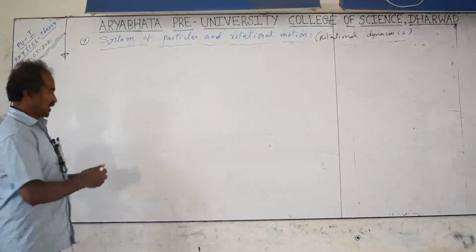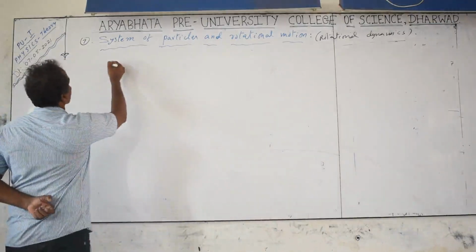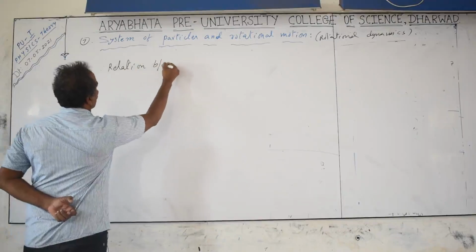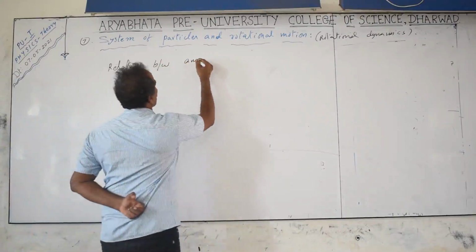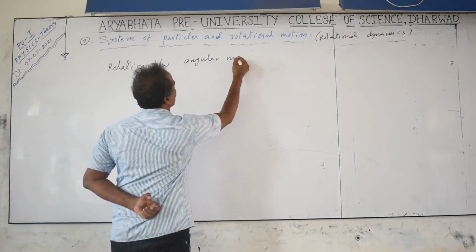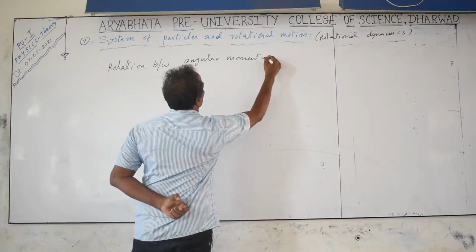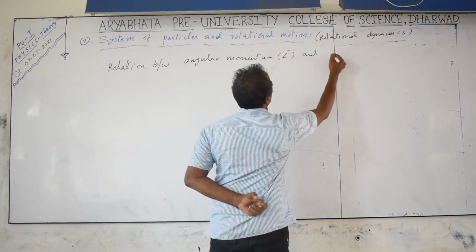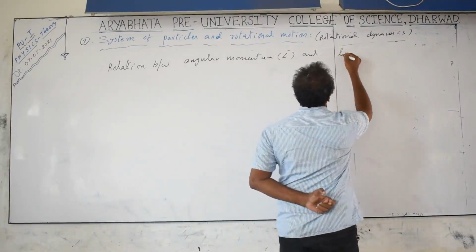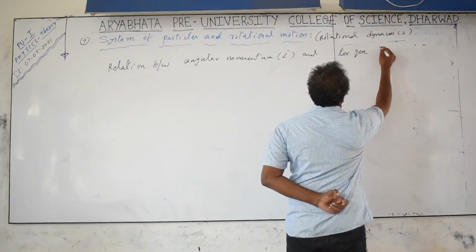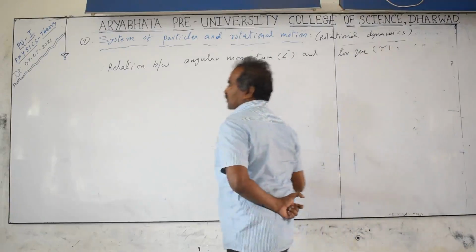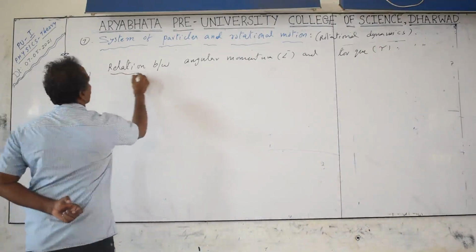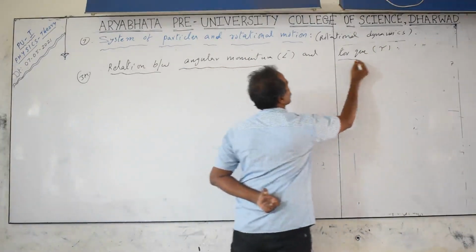Next is the relation between angular momentum L and torque tau. This is important for the 3 marks derivation. Relation between angular momentum and torque.